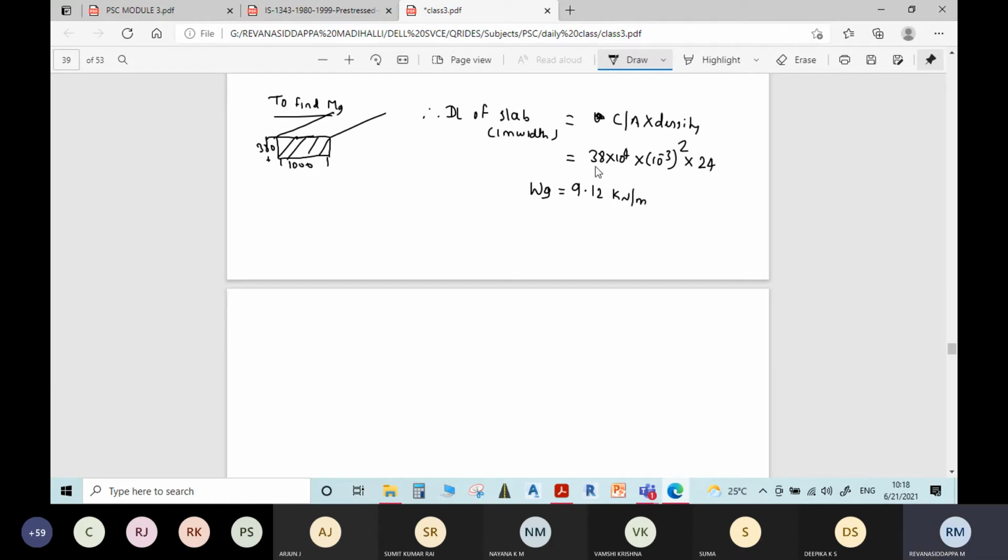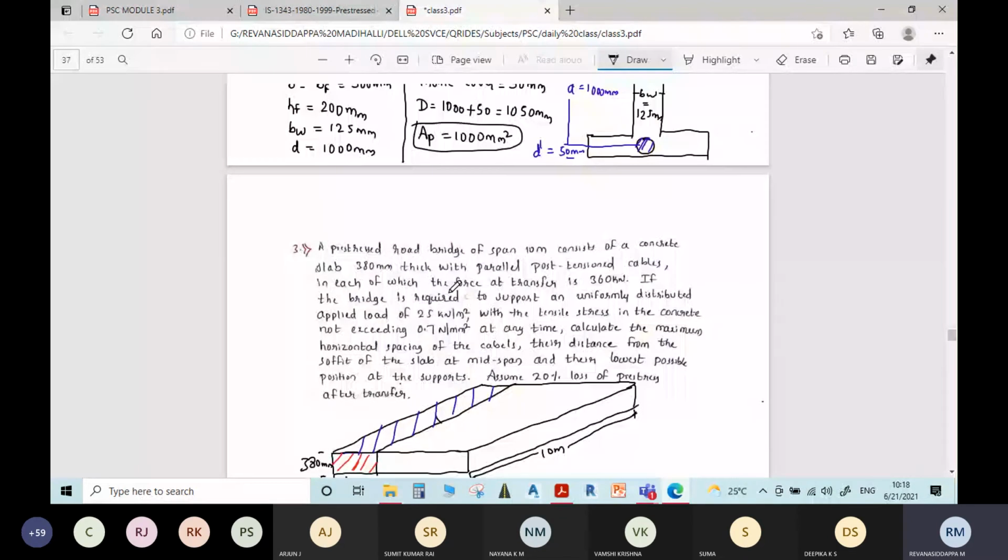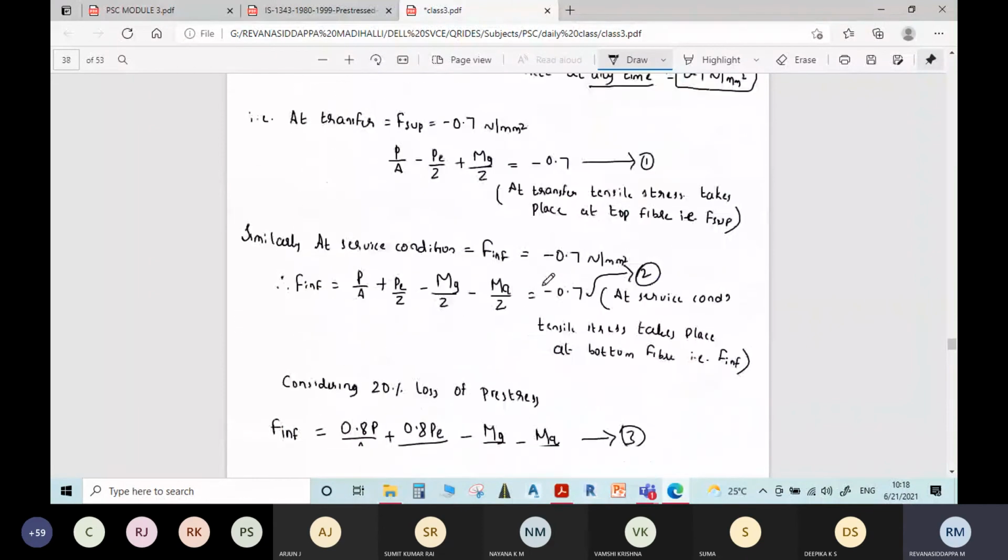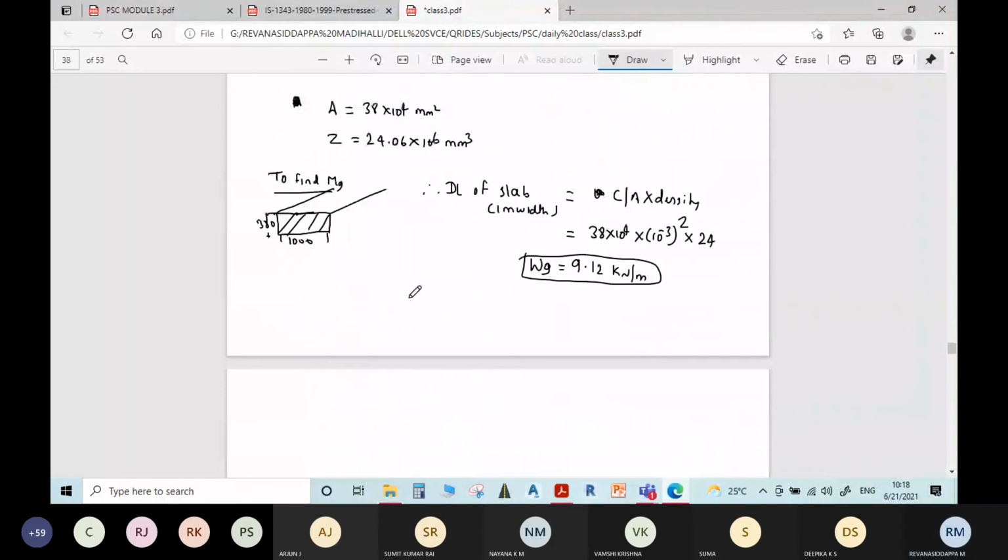You substituted the cross sectional area in terms of meter square, and the density is kilonewton per meter cube. Finally, it will be 9.12 kilonewton per meter. The length is known, total length is 10 meter. Now you can calculate the bending moment.